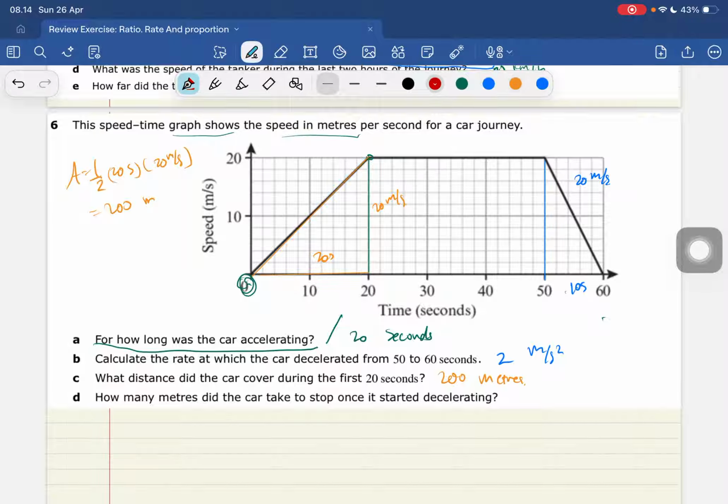Okay, next, how many meters did the car take to stop once it starts decelerating? From here, we need to find this area. So 10 seconds and 20 meters per second. We multiply and divide by 2 to find the area of the triangle. So we got 100 meters.